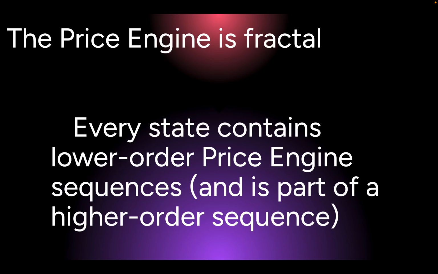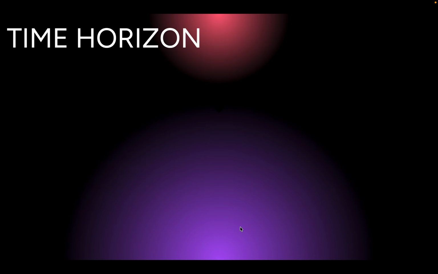So we'll go more in depth with these variables here. The first one is time horizon, and it's simply bringing attention to the fact that the price engine is fractal. Every price engine ultimately contains another price engine on the lower time frame and is ultimately within another price engine on the higher time frame. These price engines are existing simultaneously.